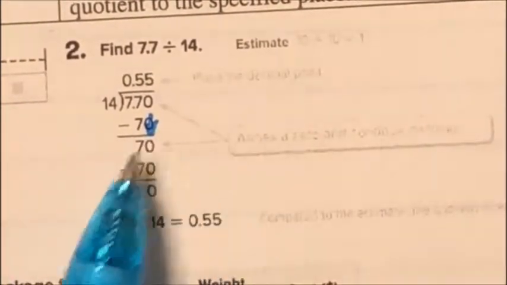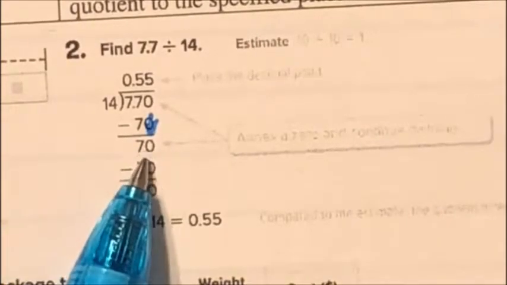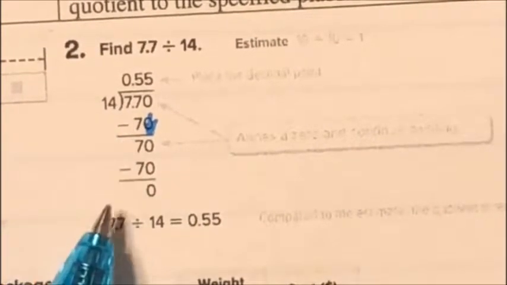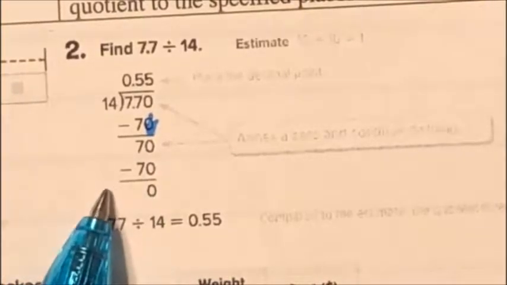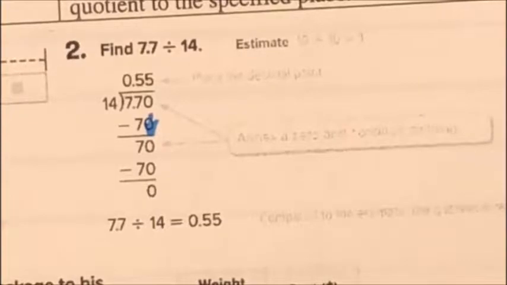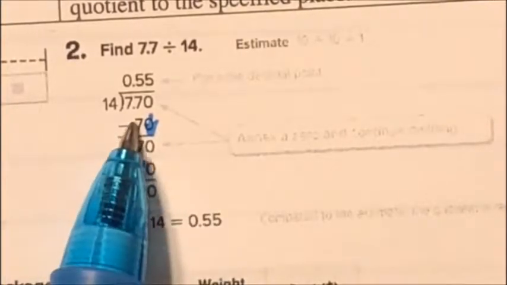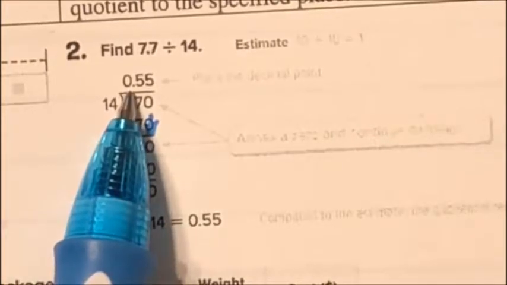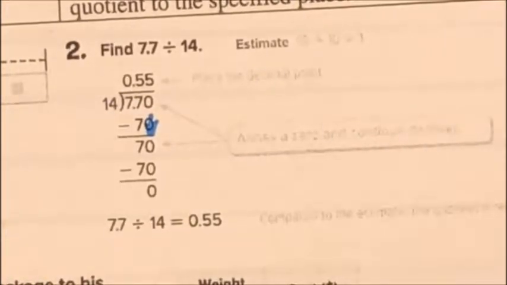Then I can say 14 goes into 70 how many times? 5 times. 5 times 14 is 70. 70 minus 70 is 0. Okay. Then I have my decimal right here between my two 7s, and I bring it straight up. So it's really important when you're dividing that you're lining everything up. Okay?